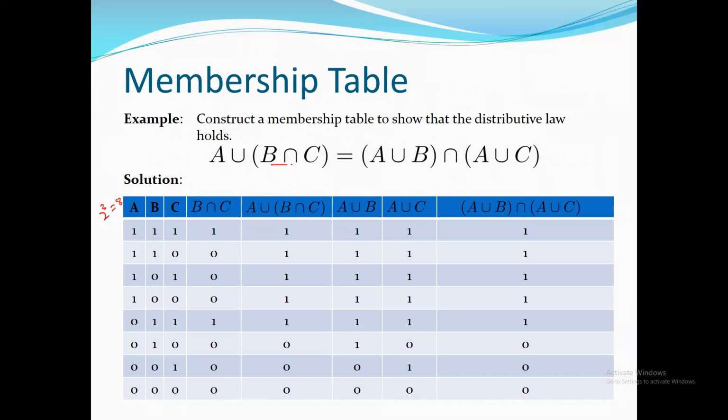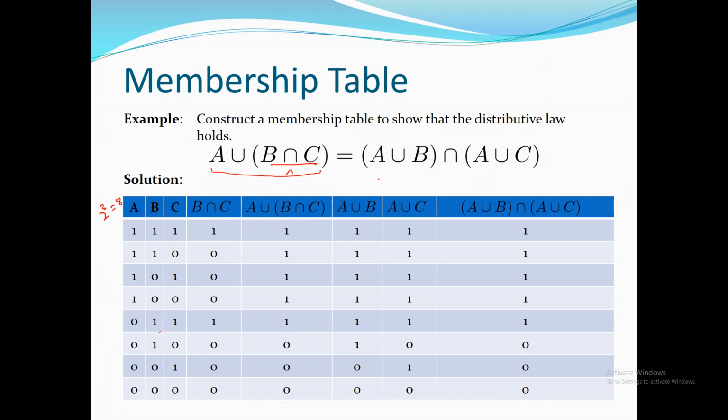Then find the B intersection C, right? B intersection C means the AND operator, remember. So 1 1 is 1, 1 0 is 0, 0 1 is 0. So this is 1 only when both are 1. Then you take A union with B intersection C. B intersection C you already have, A you already have, so take the union. 1 1 is 1, 1 0 is 1, 0 1 is 1, 0 0 is 0. It's 0 only when both are 0, right?